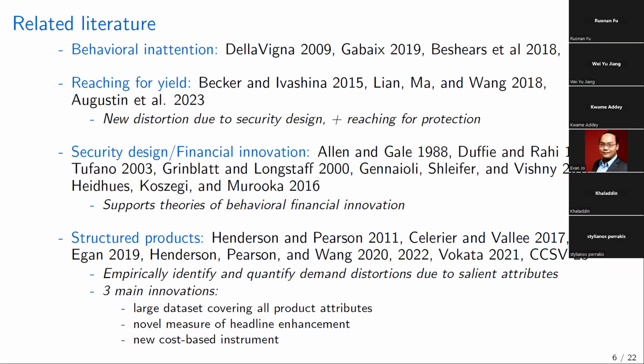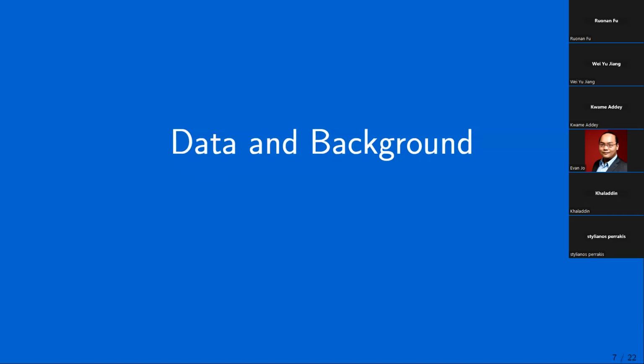First, I'm using the first large sample data set that covers all the product attributes. I'm developing a new measure of enhancement, and this also allows me to use a new identification method that is based on cost-based instruments. Okay, so if there are no more questions at this stage, let me show you how exactly I arrive at the result.